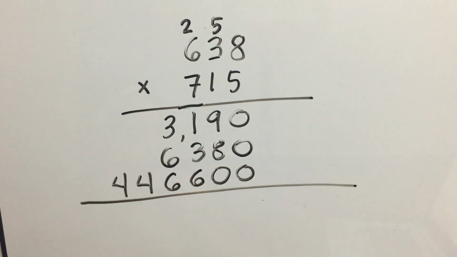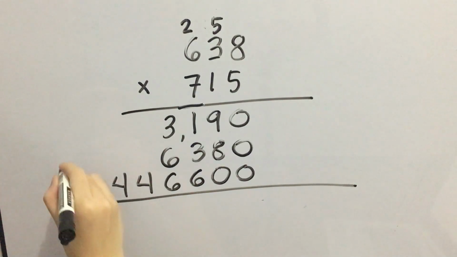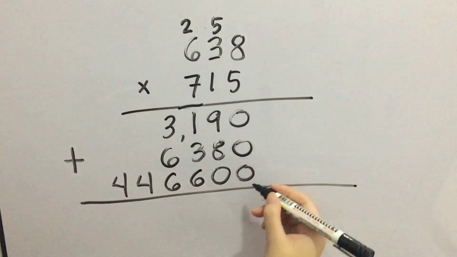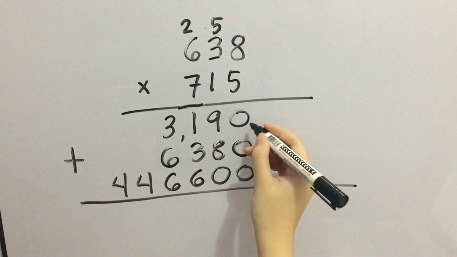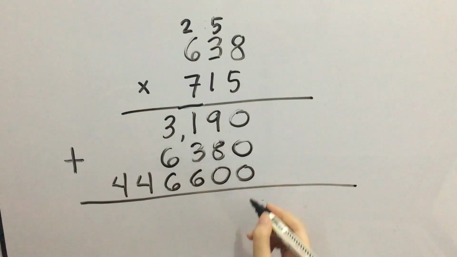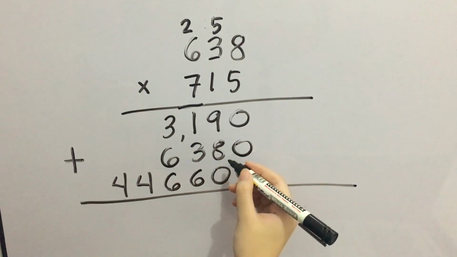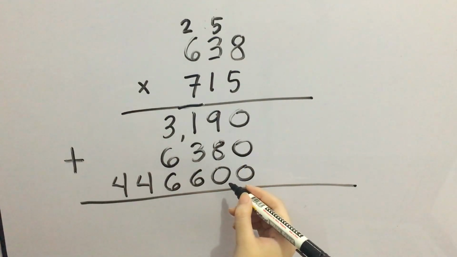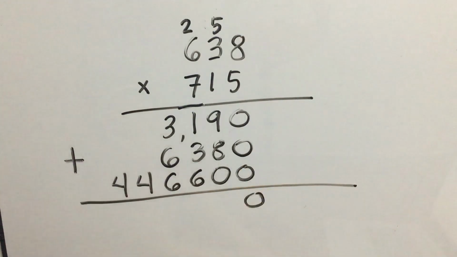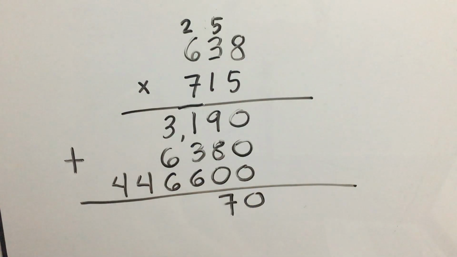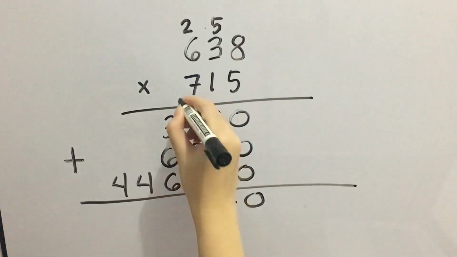Lastly, for the fourth step, let's add the partial products. Let's add the digits in the ones place first. We have 0 plus 0 plus 0 equals 0. Then, we move to the tens place. 9 plus 8 equals 17 plus 0, we have 17. Now we write 7 in the tens column and carry 1 in the hundreds place.